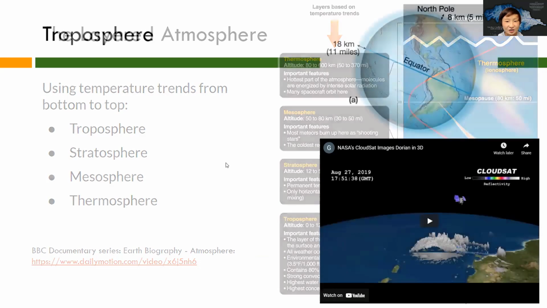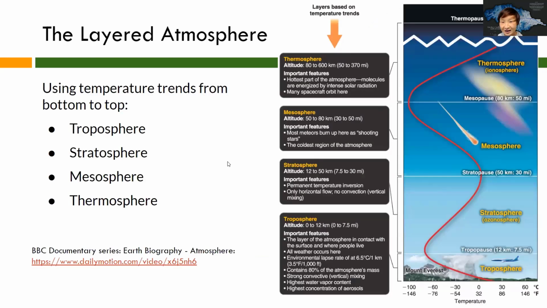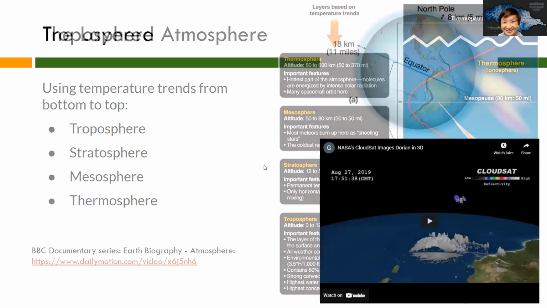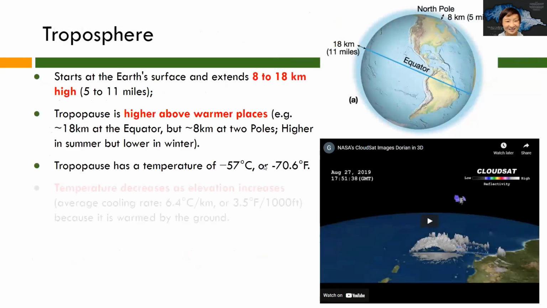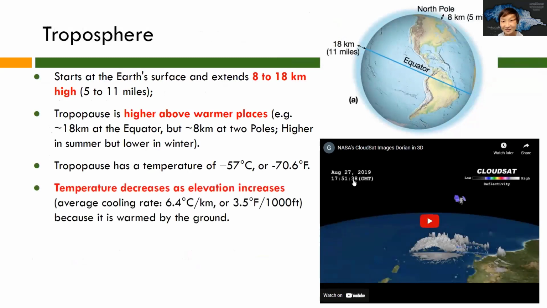Make sure you read this part very carefully in your book to learn the four spheres and their characteristics. Here I just give you some basic facts to summarize the chapter. And this is Hurricane Dorian in 2019. You will see the weather happening in our troposphere. Let's explore that in our live meeting.